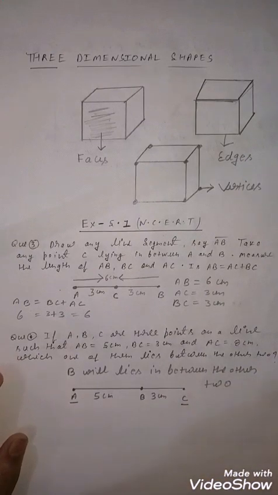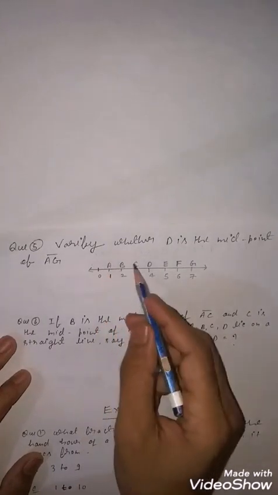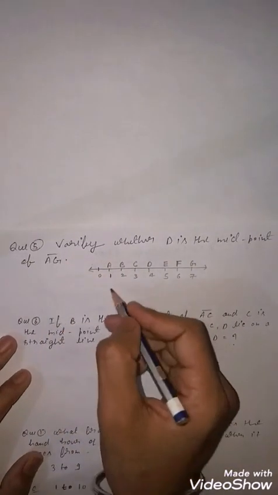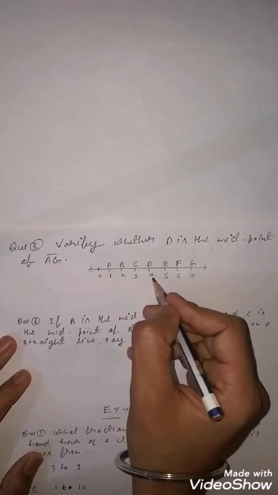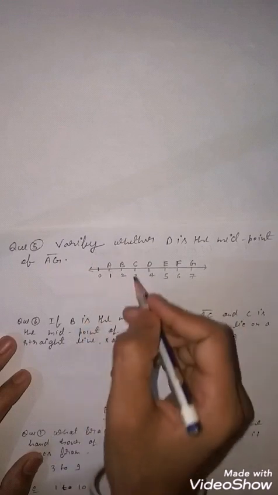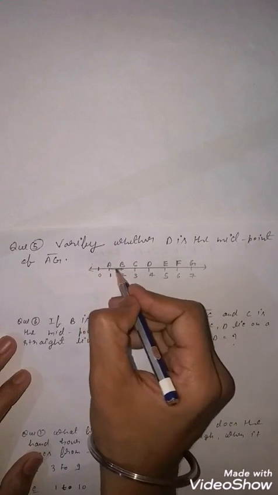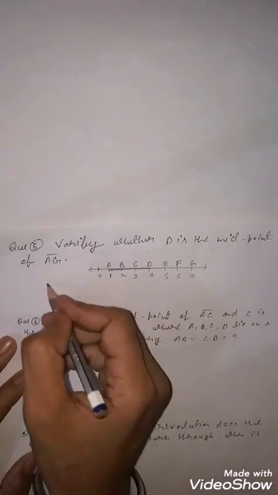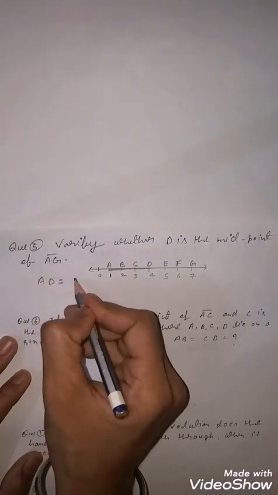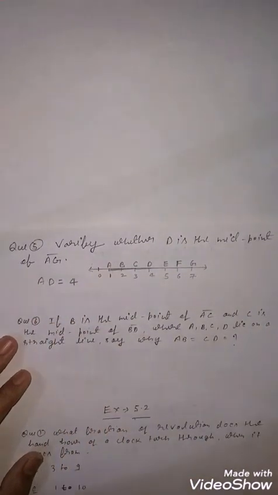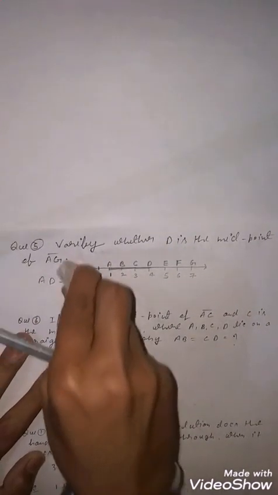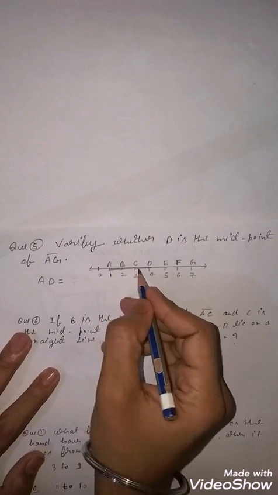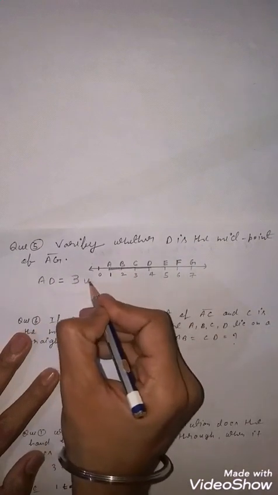Clear students? Now students, our next question is 5. Verify whether D is the midpoint of AG or not. So here you can see, if you check from A to D, how many units will you travel? A to B 1 unit, B to C also 1 unit, C to D also 1 unit. So total A to D, you will write, sorry, not 4 units, 1 minute. A to D: here A to B 1, B to C 1 and C to D 1. So total this is 3 units.